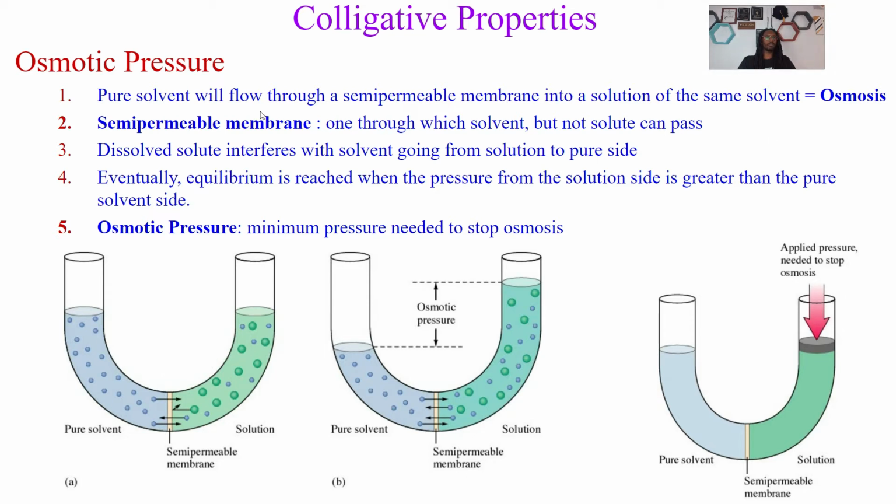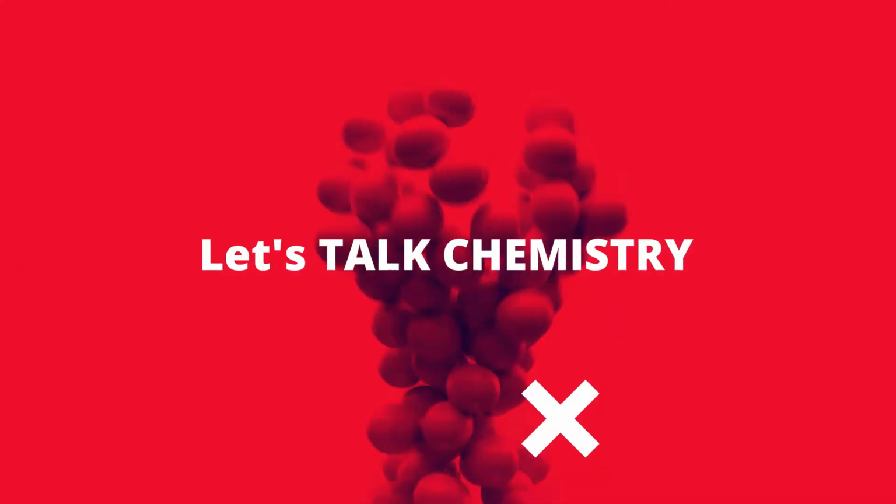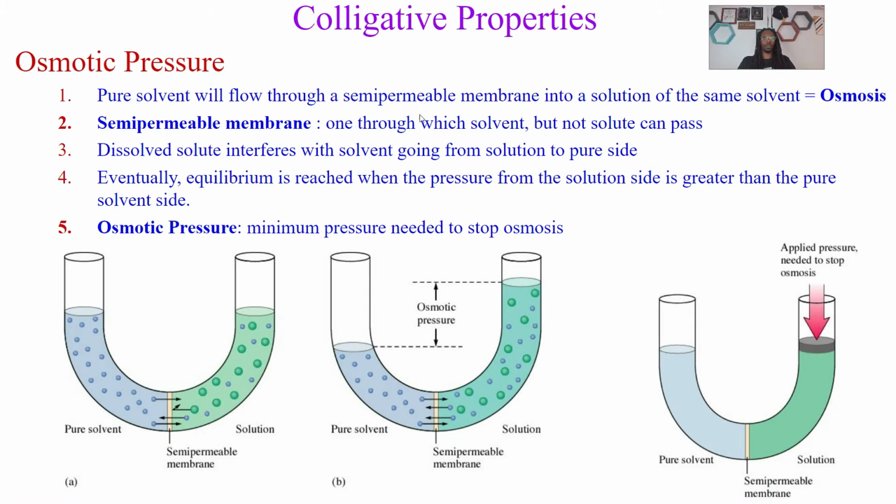So osmosis is basically when our pure solvent will flow through this membrane into the solution of the same solvent. So this is the same solvent over here with the pure solvent. So we got osmosis going on. The pure solvent is flowing through this membrane into the solution. That's what we're saying, osmosis occurs.